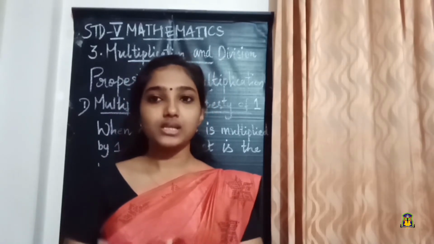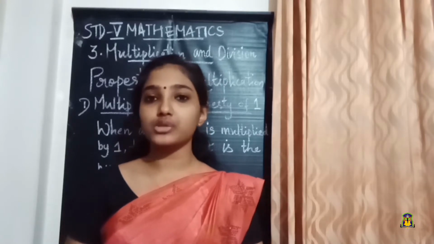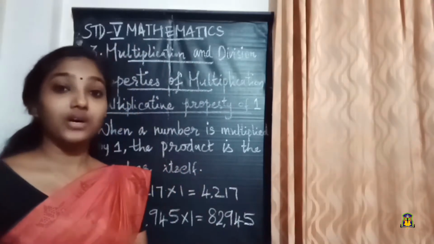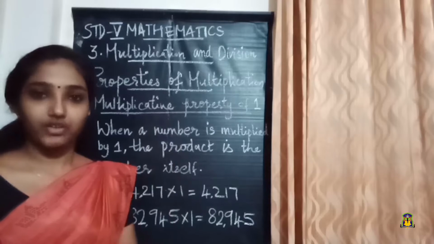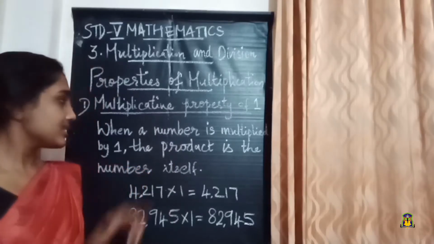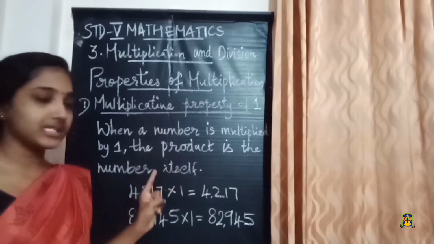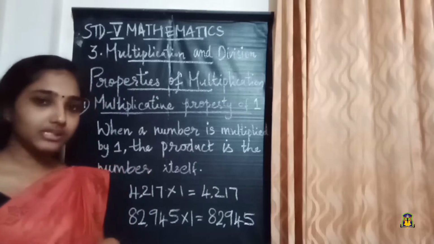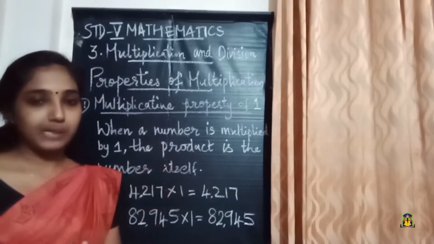In the previous class, we studied the multiplication of numbers and now we are moving on to the properties of multiplication. Our first property in multiplication is the multiplicative property of 1. It is when a number is multiplied by 1, the product is the number itself.